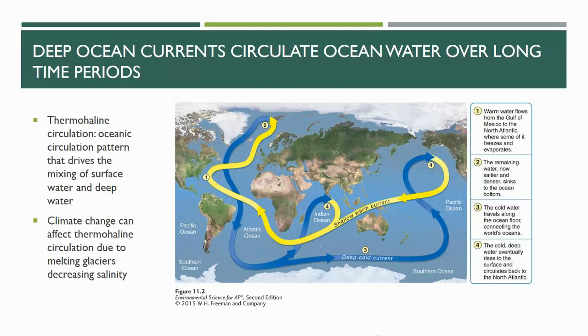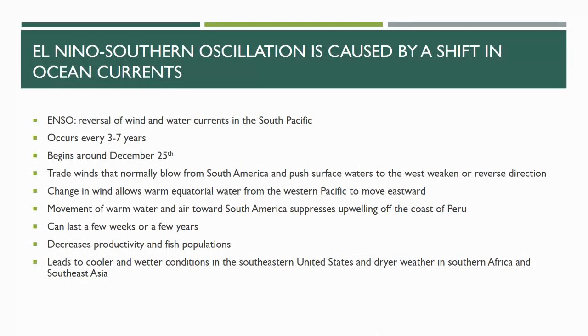An issue here is that climate change can affect thermohaline circulation due to melting glaciers, which will decrease the overall salinity, which can cause some problems because the water is not able to rise back to the surface.